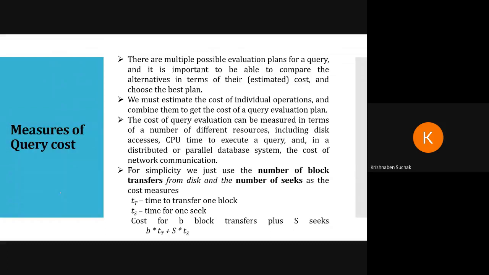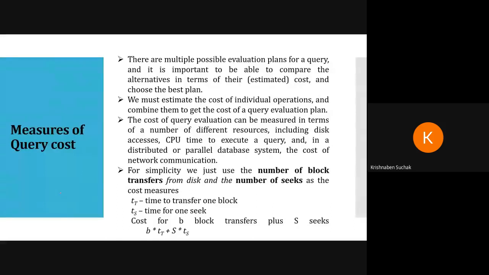So what you are going to do is check the estimated cost and select the best plan to get the result. We must estimate the cost of individual operations and combine them to get the cost of a query evaluation plan. In one query there can be more than one operation. So first we estimate the cost of each individual operation, and then if you sum the costs of all operations, you get the cost of the query.